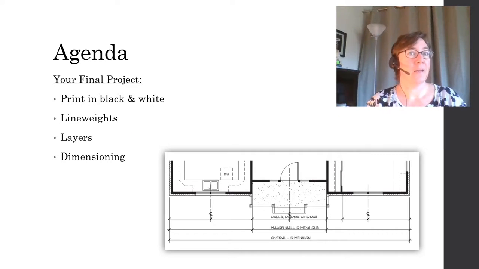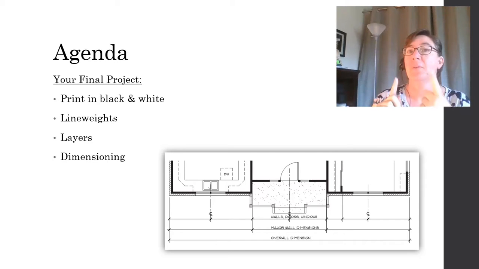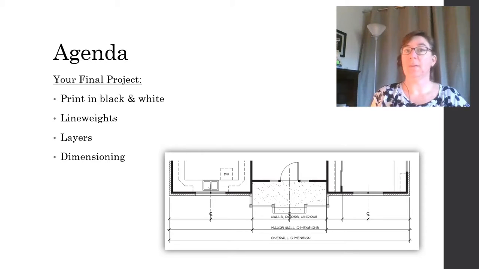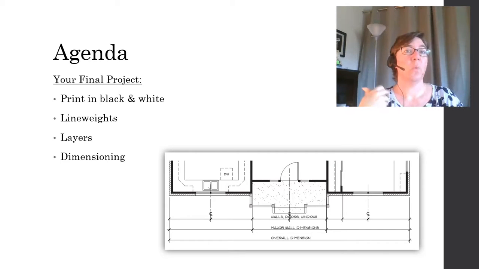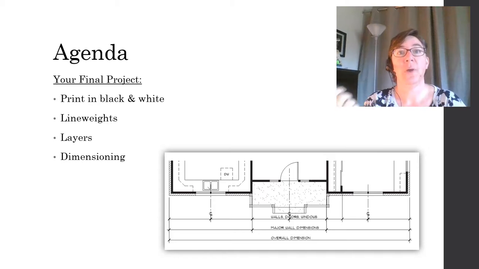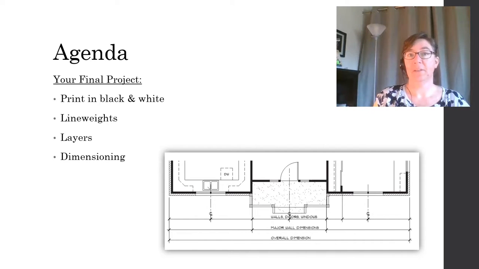So here's this week's agenda. We're going to talk about how to print your drawing in black and white, even though you're using color to visually distinguish between layers in your AutoCAD project. We'll talk about what line weights and what layers might be appropriate for your project. And we'll talk about how to apply the dimensioning standards that we discussed a couple of weeks ago to your final project. Let's get started with that black and white issue.